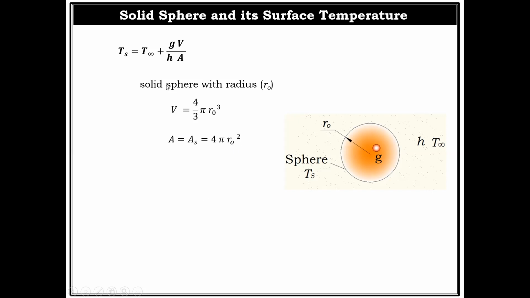Now put these values in our equation. So it becomes Ts equals T infinity plus G 4 by 3 pi RO cube upon H 4 pi RO square. Now pi gets cancelled, RO square and cube get cancelled, 4 gets cancelled. So we get a final form. Surface temperature of sphere is T infinity plus G RO upon 3H.